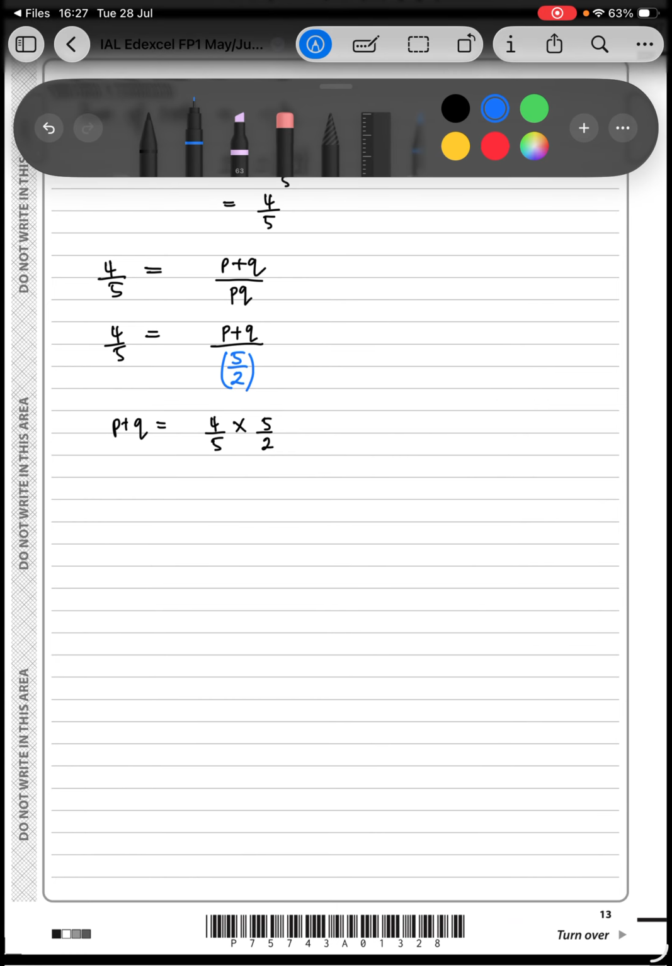We see that these 5's cancel each other, and the 4 remains on the numerator and the 2 remains on the denominator, which means P plus Q is equal to 4 divided by 2, which is 2. And that's our answer to part A, part 2.